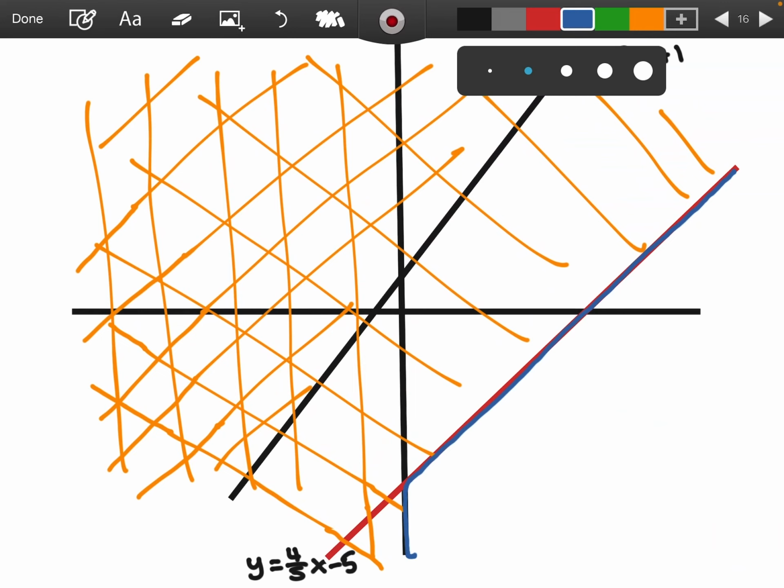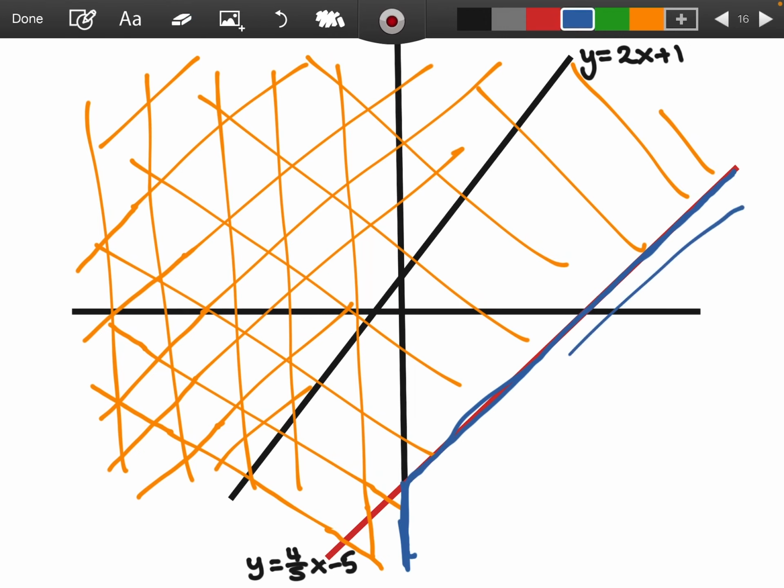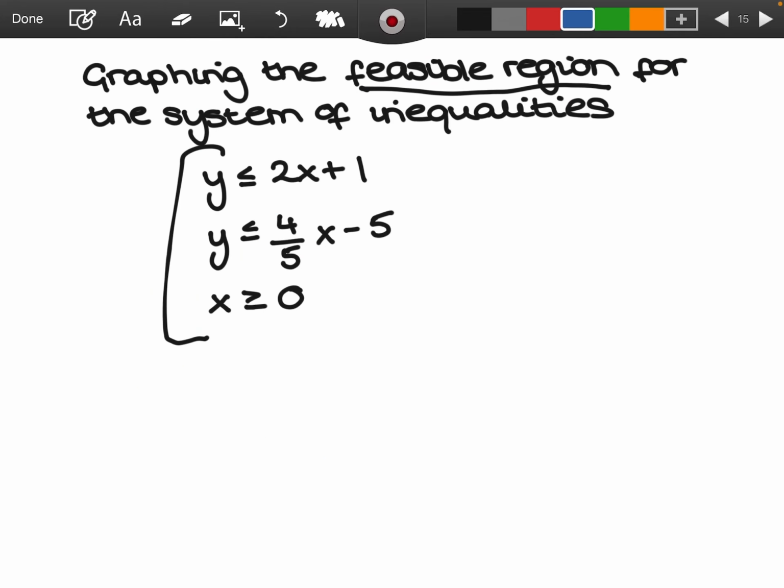So all we actually end up with is this region down here, including this line and also the bottom part of my y-axis. And then it would be this whole region that would be here, including those lines. So anything in blue there would be included, but we always leave it as a blank space. Okay, so it would be everything on that line of y is equal to 4 over 5x minus 5 up to the y-axis, and then down the y-axis, and everything to the right of that would be included and satisfies all three of these inequalities.